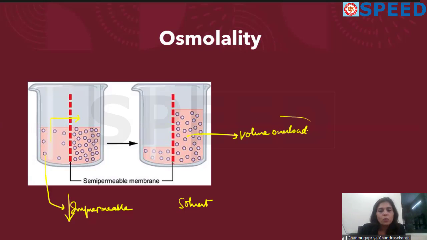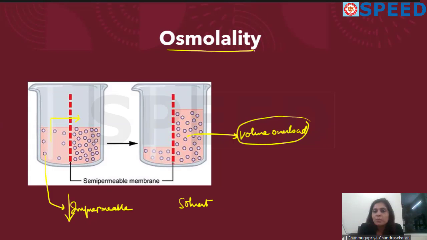It's going to cause volume overload in the circulation. So yes, you are worried about such osmotic movements. Now, to get an idea of possible osmotic movements happening in a person, you have to measure the number of impermeable solutes present in the circulation. And that is why you're going for a measurement of osmolarity and osmolality.